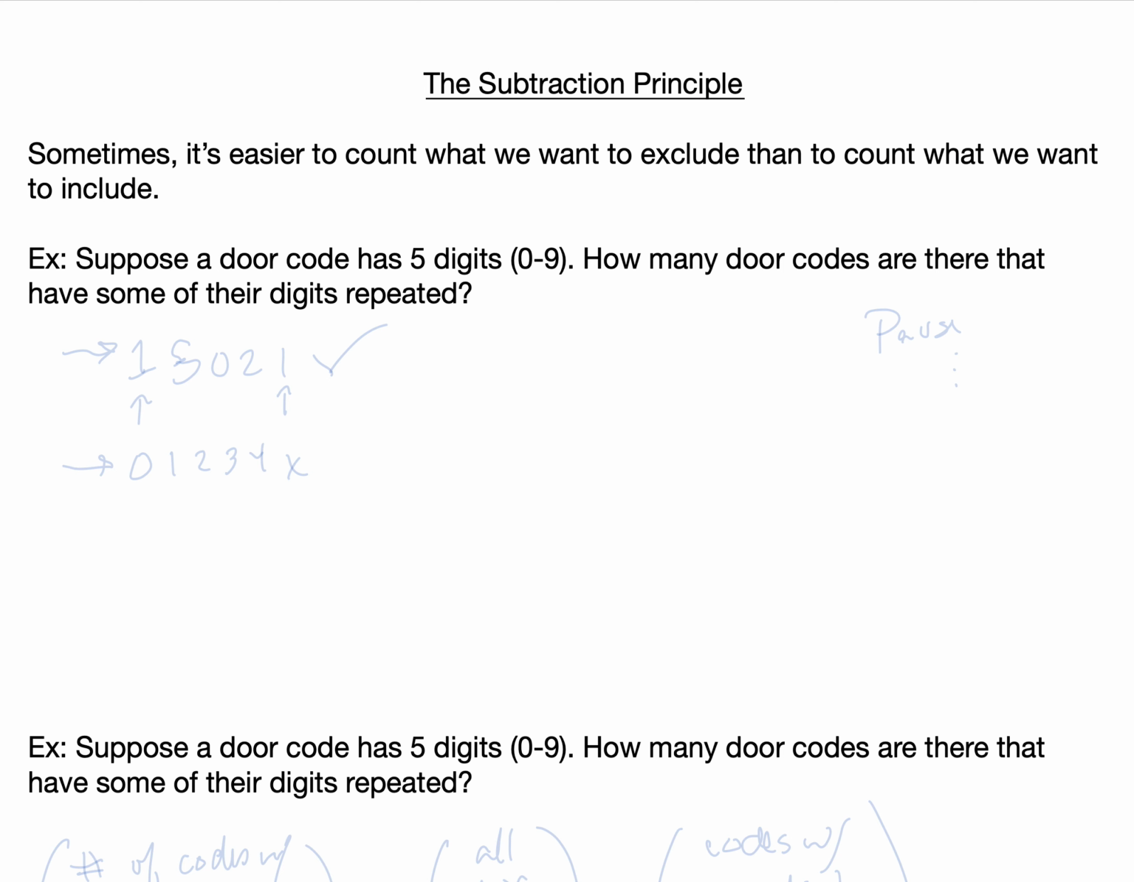Suppose a door code contains 5 digits, 0 through 9. How many door codes are there that have at least some of their digits repeated? For example, the door code 15021 would have a digit repeated. 1 is repeated, so that would be included in what we want to look at. Whereas the door code 0, 1, 2, 3, 4 would not be included. So we do want to count things of this type. We don't want to include things of that type. Pause and think about that for a moment, and we'll talk about it together.